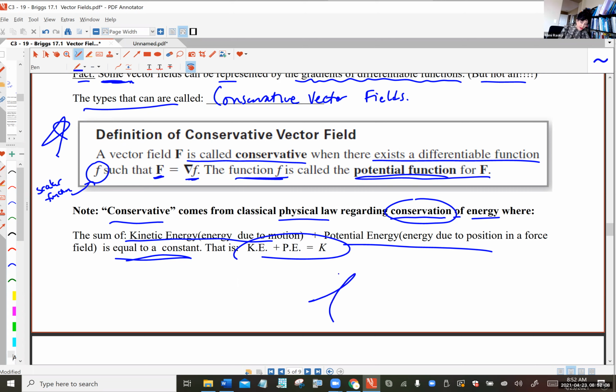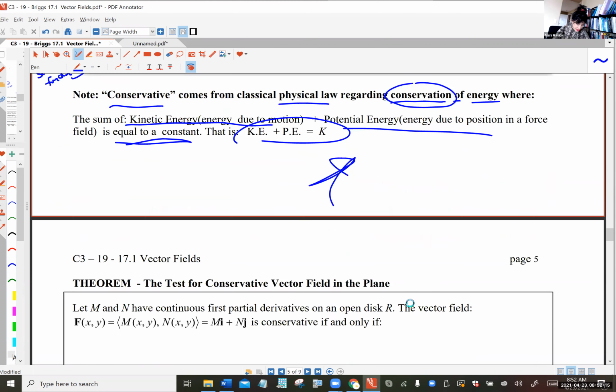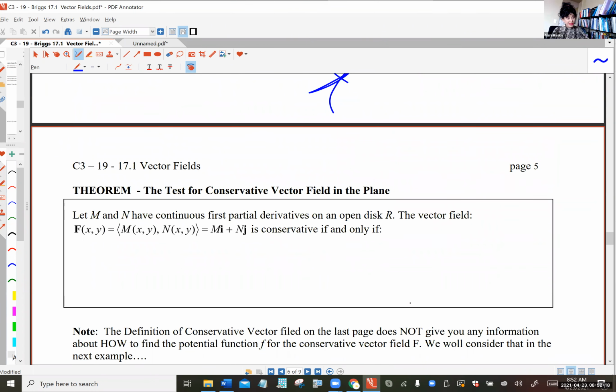And so that's an important physical law. If you take physics, you'll get more into that. And if you take thermodynamics, you'll get more into it also. Fun times. All right, here's the big theorem. We got to fill in the blank here. That's why you got to be in lecture.